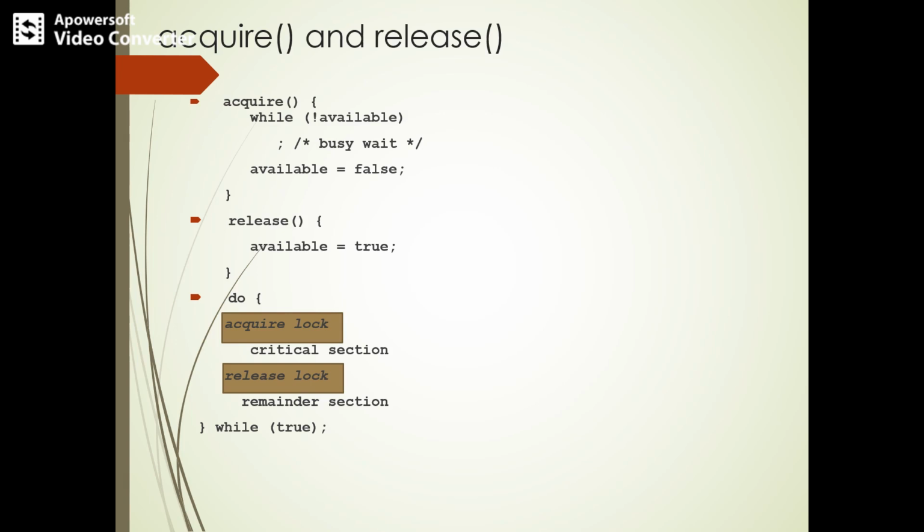If you just observe the acquire function there, while the lock is not available, it is just going in busy wait mode, or else available is set to false. In case of release, available is always set to true. It can always release the lock anytime. But in order to acquire a lock, the lock may not be available at every particular point. So if the lock is not available, in such case the process has to go in a busy wait mode.